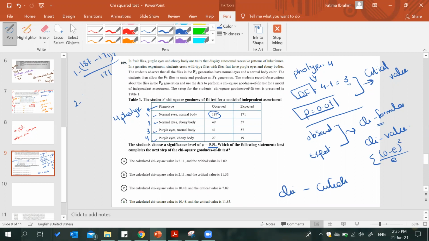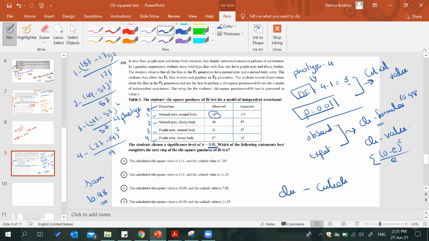Second phenotype: 49 minus 57 power of 2 divided by 57. The third phenotype would be 41 minus 57 power of 2 divided by 57. And for the fourth phenotype, it would be 27 minus 19 power of 2 over 19. And then get all the results and sum them up. After summing them up, it will be equal to 10.48. So the chi value is equal to 10.48.